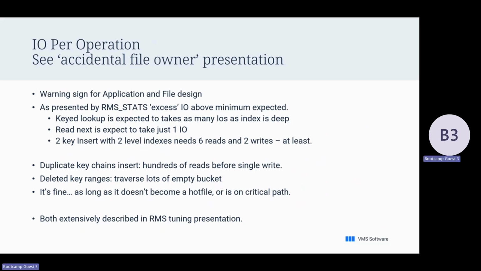And what you can find then, and these are the things from the other presentation. If you got duplicate keychains and you do insert in those, you can get hundreds of reads before a write. If you have deleted key ranges, as asked in the prior question, you can also traverse a lot of empty buckets because you find something before you find something to do, and that's terrible. But as long as you don't become a hot file, don't worry about it and focus on those hot files again.